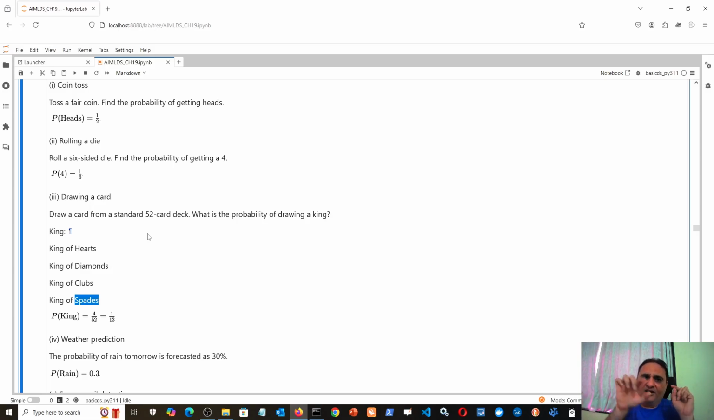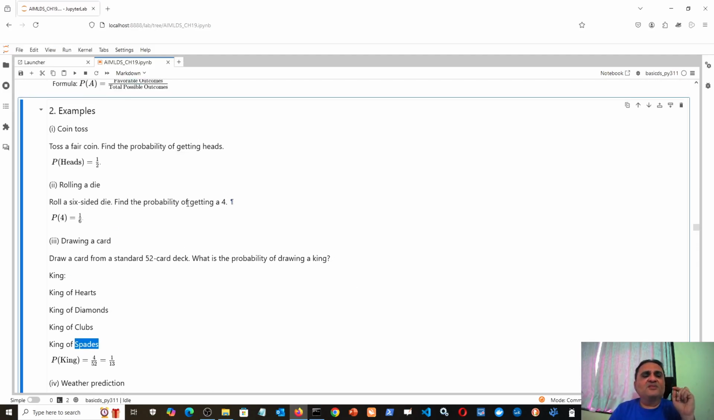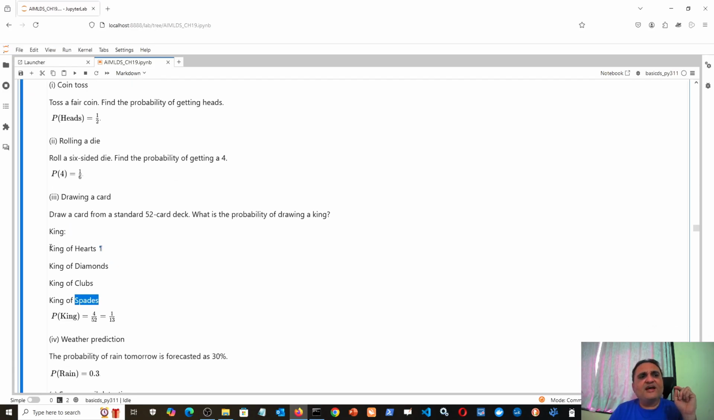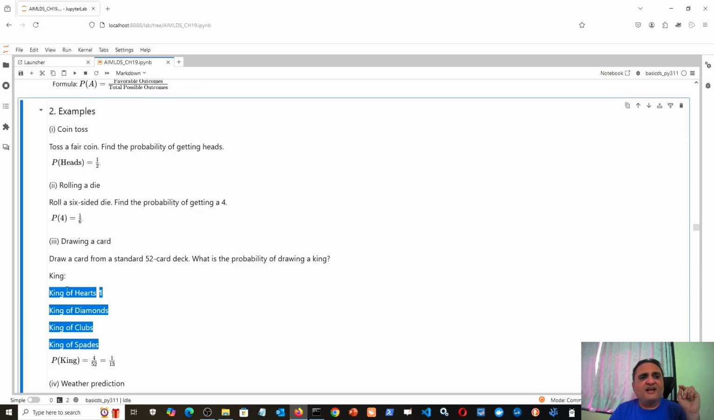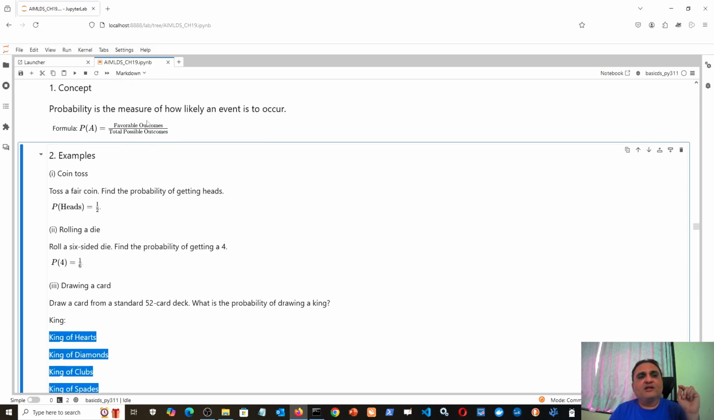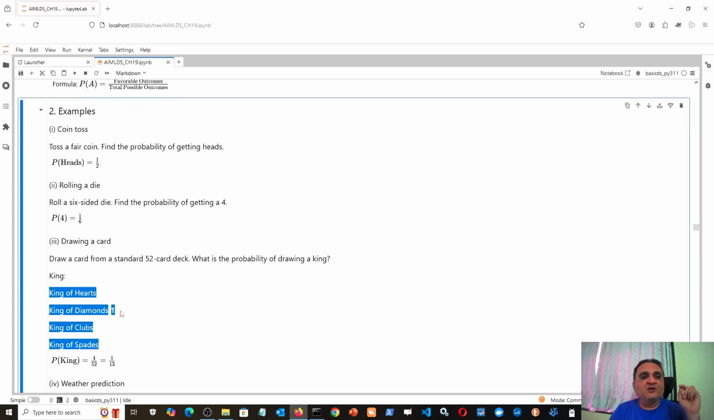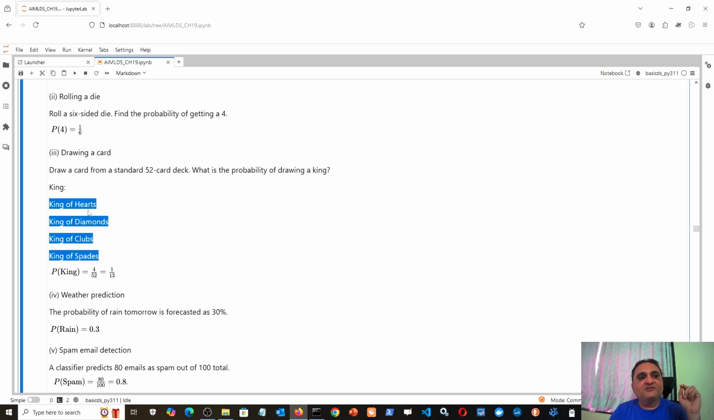Now you are drawing one card out of it randomly, then what are the chances that it would be a king? At that time think how many kings are possible. In the entire 52 card set there are 4 kings possible, these 4. So those are favorable outcomes. I would be happy if I get any one of these 4 kings. So total favorable outcomes are 4 and total possible outcomes are 52. So 4 by 52, or 1 by 13, is the probability of getting a king.